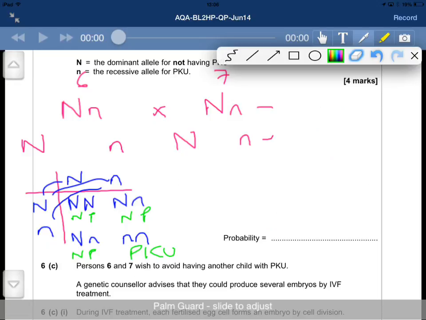So that is the way that we do a genetic cross, and we always have the same result if it's a heterozygous cross, like Nn and Nn. You can learn what those results are going to be: a 3 to 1 ratio.